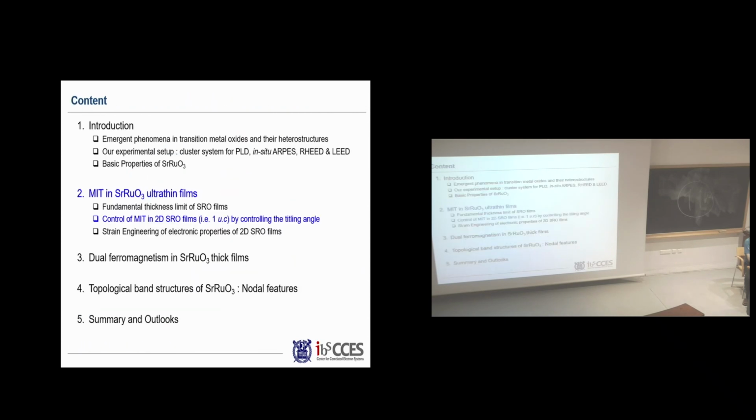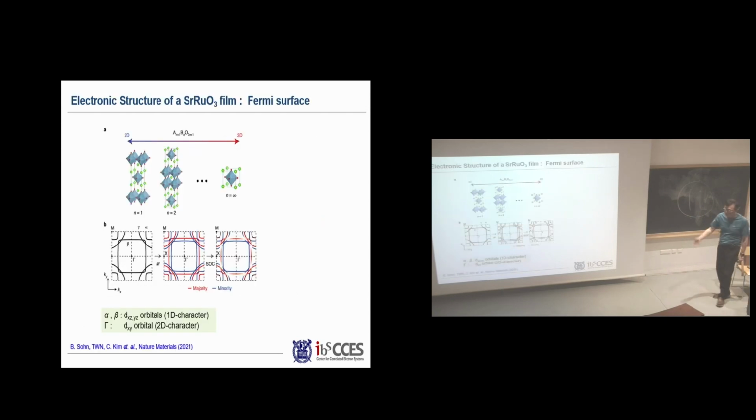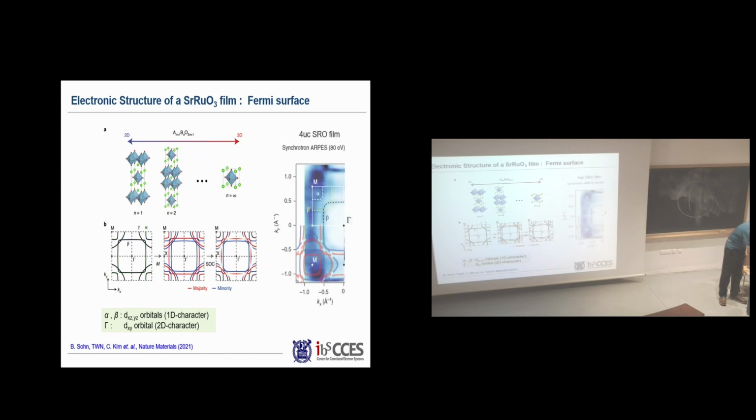So now, what we want to do is try to induce a metal-insulator transition by controlling the tilting angle, the oxygen octahedral rotation angle. I think in the 214 compound, that is already well known. So we want to see if we can realize the same thing in the one unit cell thin film. This is the electronic structure diagram you already saw. So this is what we expect.